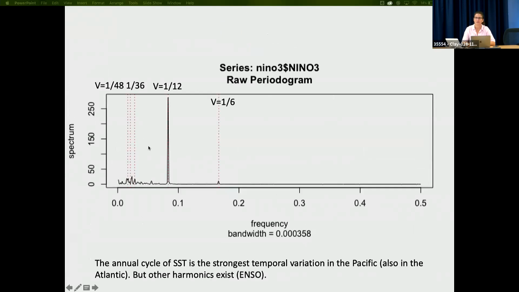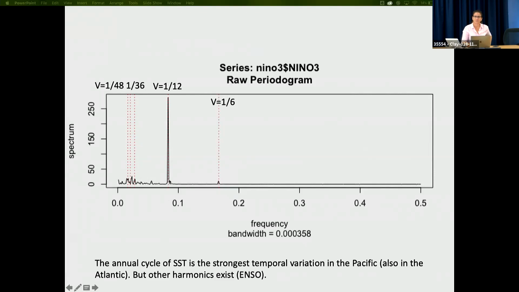So what I can see here when I do that is I have a peak that is annual, which is not surprising because we were expecting that. Every summer I'm going to have some warm temperatures. Every winter I'm going to have cooler temperatures. So I have a really strong annual signal, okay? And that is the strongest temporal variation in the Pacific, the annual cycle of SST.